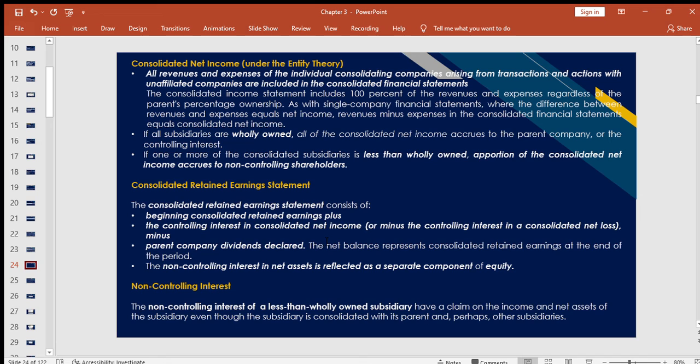We also have the consolidated retained earnings statement. The consolidated retained earnings statement consists of the beginning consolidated retained earnings plus the controlling interest in consolidated net income, less the parent company's dividends declared. The non-controlling interest in net assets is reflected as a separate component of equity.